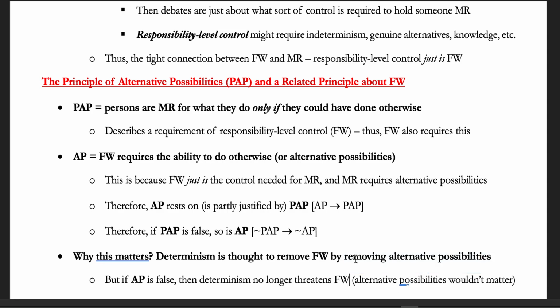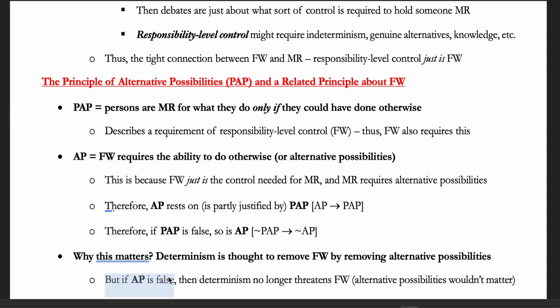Well, that sounds like determinism removes alternative possibilities. You couldn't do otherwise. There's debate about that, but it seems like it removes alternative possibilities. And so determinism is thought to remove free will because it removes alternative possibilities. That's why these principles matter.